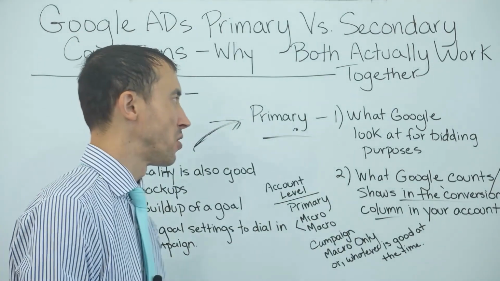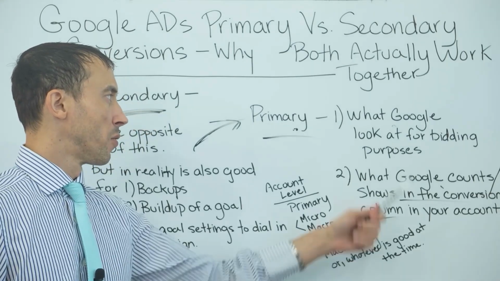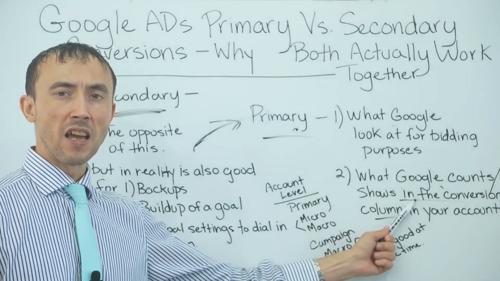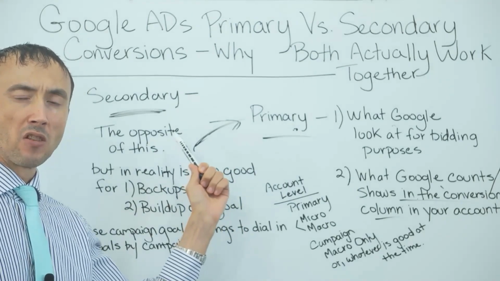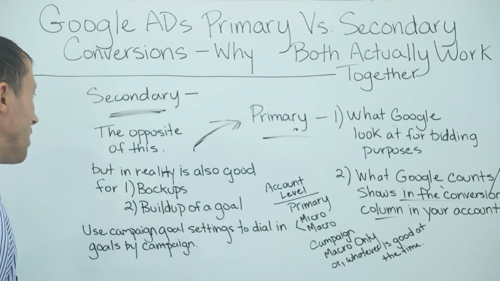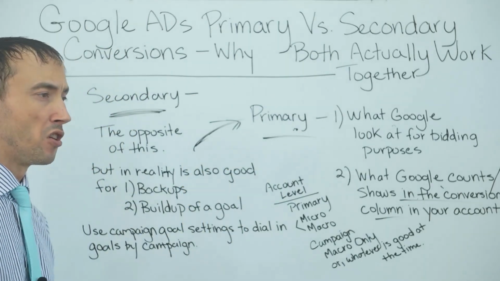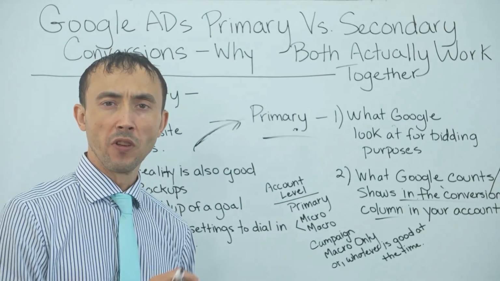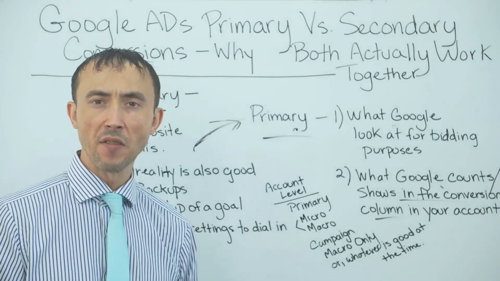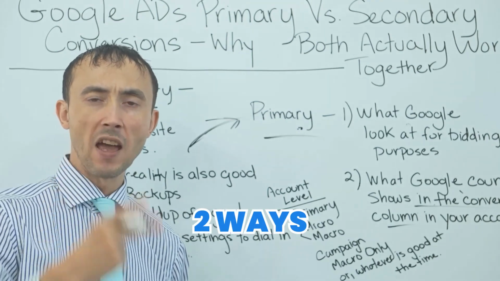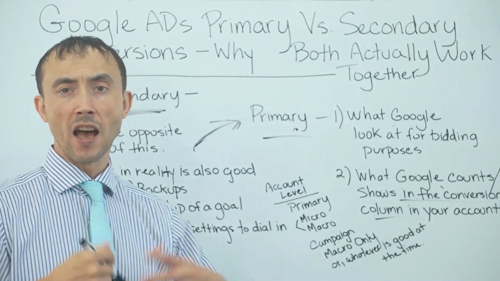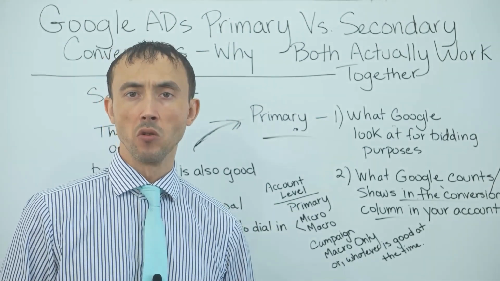The two things I just mentioned, for bidding purposes and displaying data inside your ad account, everything I just mentioned there, the opposite is true for secondary goals. Now, secondary goals, you may ask, what is the usefulness of those? Why do they even have a secondary goal? They don't publish this, but there are two ways that secondary goals actually make you money and why you also want to use those as well.